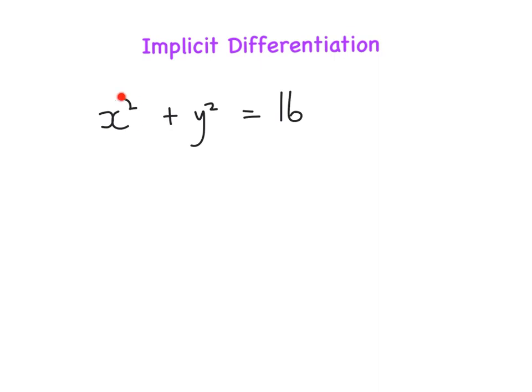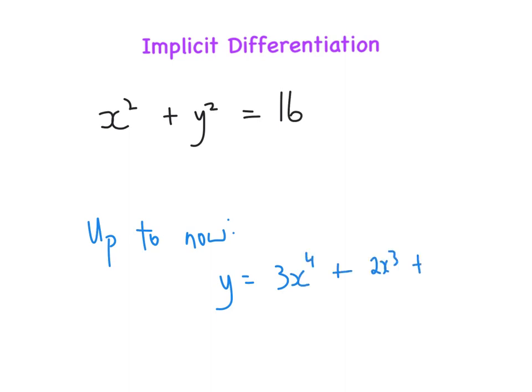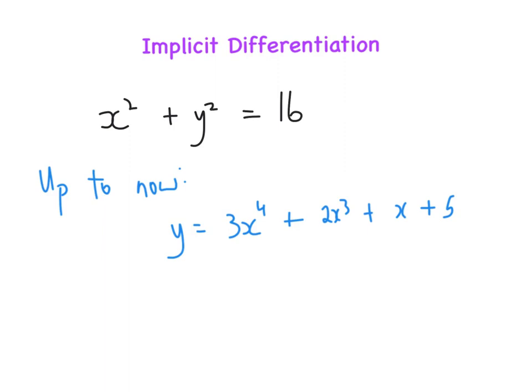So we have two variables, an x and a y, whereas up to now all the ones that we have differentiated have been maybe something like y is equal to 3x to the power of 4 plus 2x cubed plus x plus 5. Okay, so that's something that we've differentiated, or we might have differentiated y equal to x times sine of 3x over 2 or something like this.